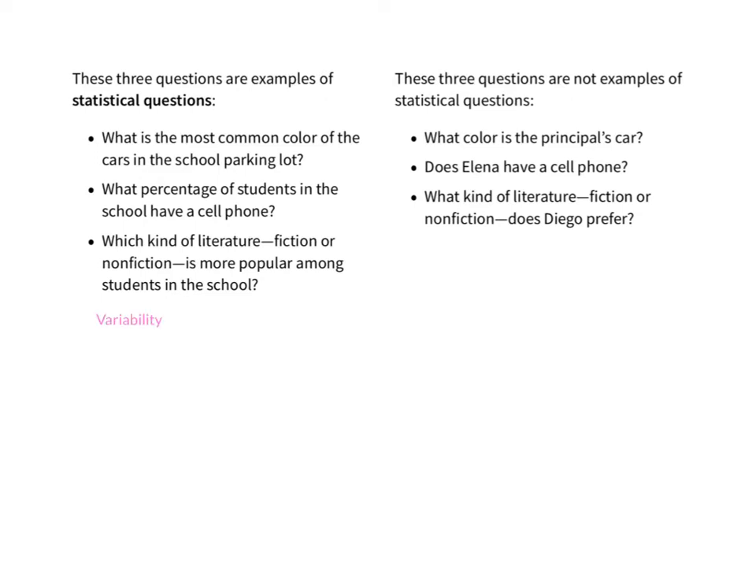So we have to look at many cars, or we have to talk to many people. So there's many different answers. I mean, sometimes it's just yes or no for the cell phone, but for the colors of the cars, lots of different answers. And to get the information, we have to take a survey or sample. We have to talk to lots of people.